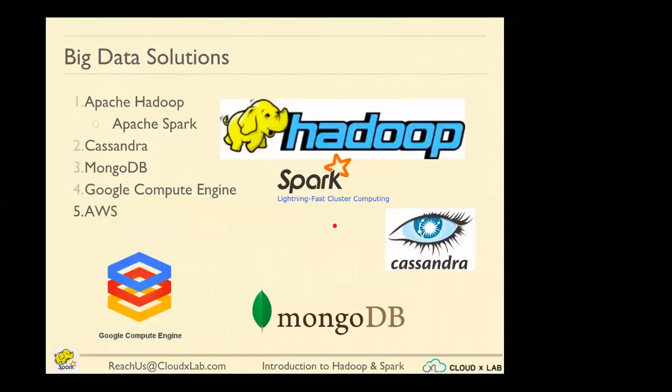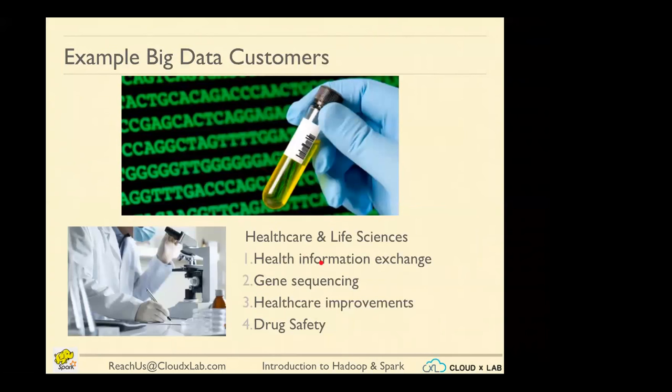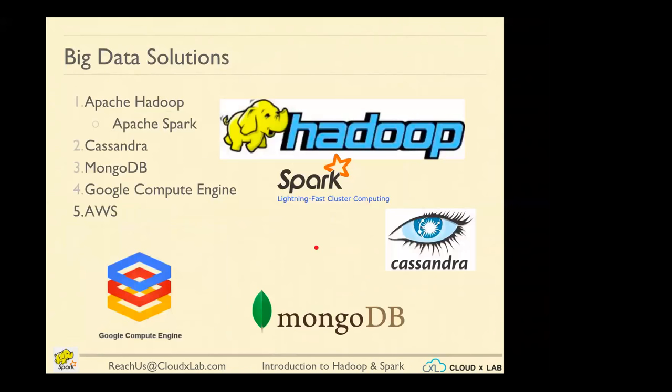All right, now those were the use cases. I've just given a very high level overview. Now, there are many big data solutions out there. The first one, and the one that we are going to get into, is a combination of Hadoop and Spark. Hadoop for generally storage and Spark for processing.